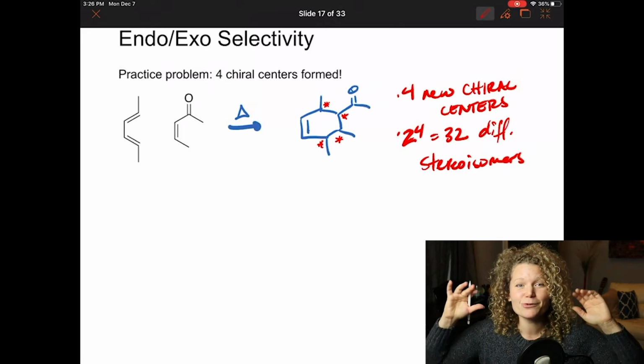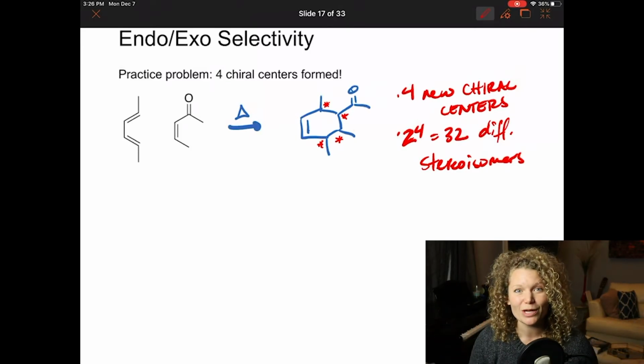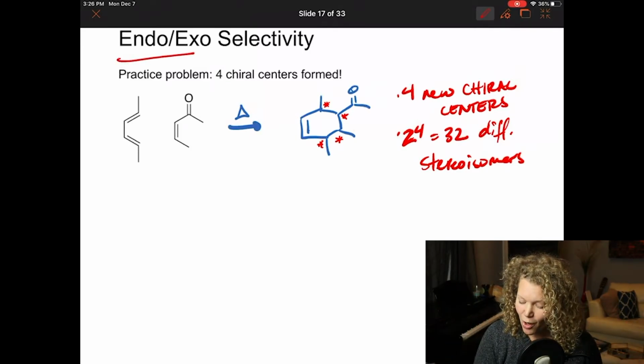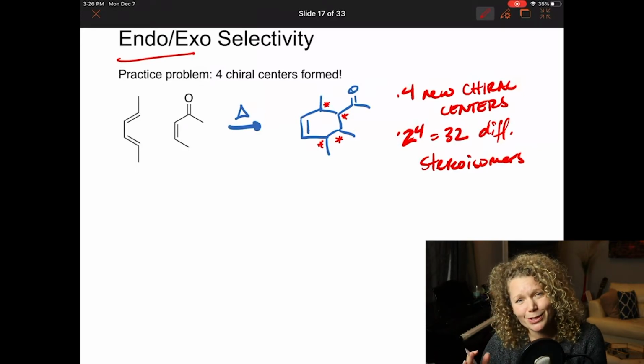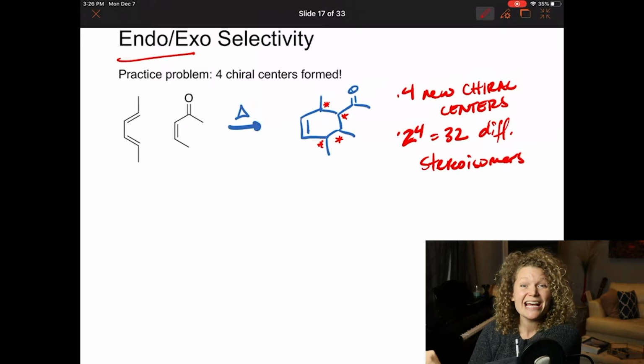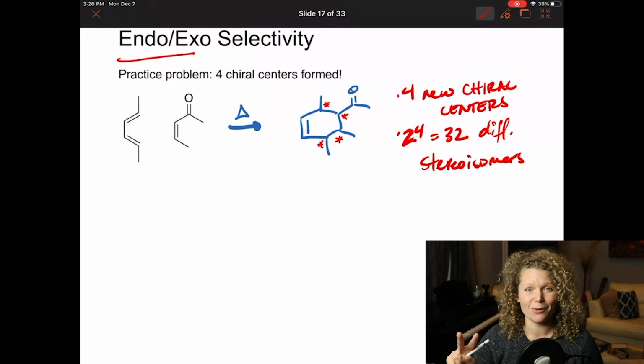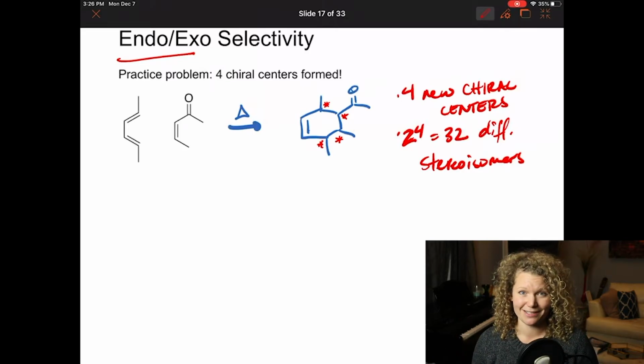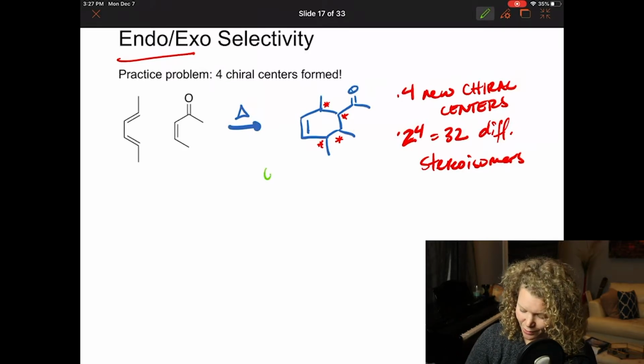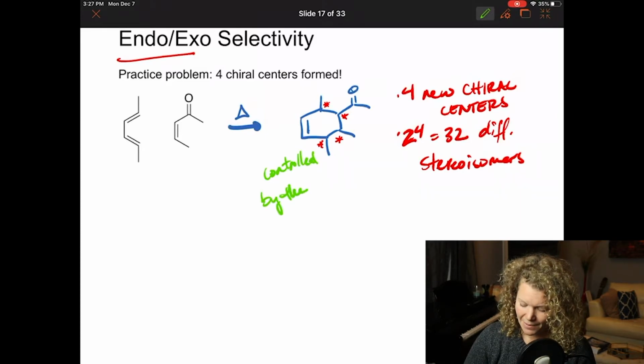Okay, there is a rule that will help us determine which one is favored, and it is called the endoselectivity rule. So even though there's 32 possible stereoisomers, this Diels-Alder reaction generally makes 2 stereoisomers that are the major products. So these chiral centers are controlled by the endo-exo endoselectivity.